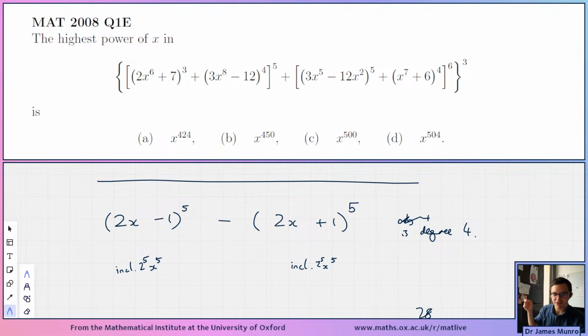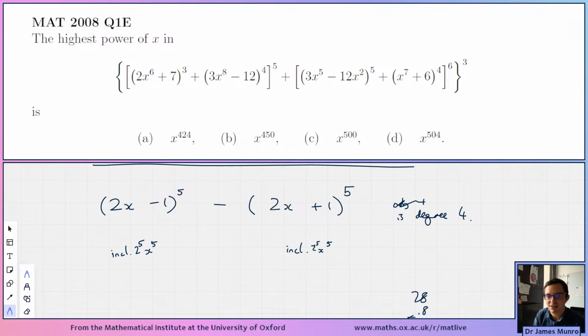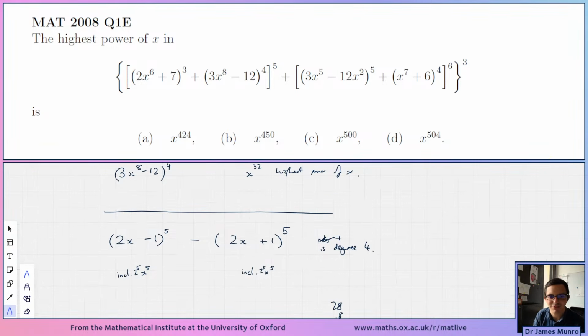Have I made my point? I think I've made my point that you've got to watch out for what happens when the powers might cancel, the coefficients might cancel. Yeah, two terms are the same thing. It didn't happen here. This question is lovely. Right, okay.